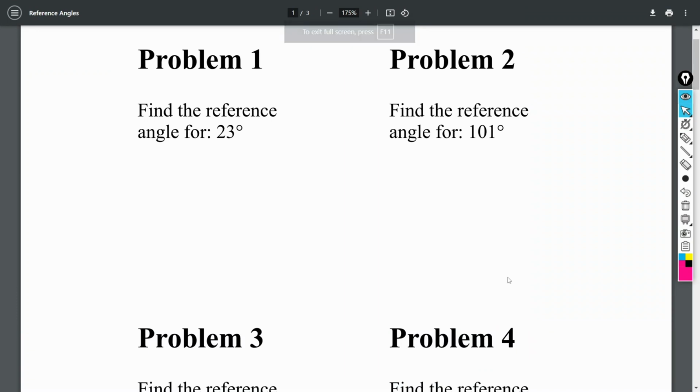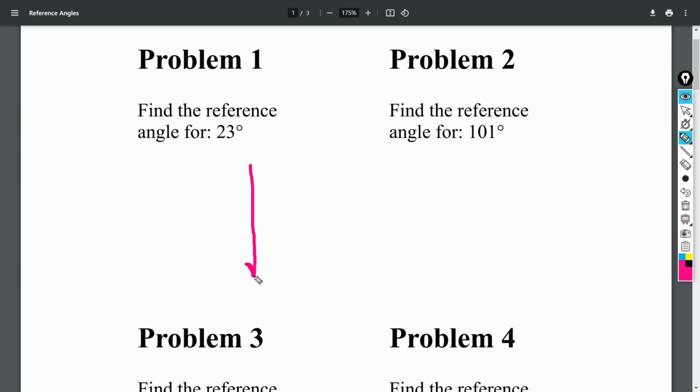In this video, we're going to find the reference angle for the given angle. Now, the reference angle is the angle formed by the terminal side of the angle and the x-axis for whatever quadrant the terminal side of the angle ends in. So, for instance, let's draw this out to demonstrate what I mean here.